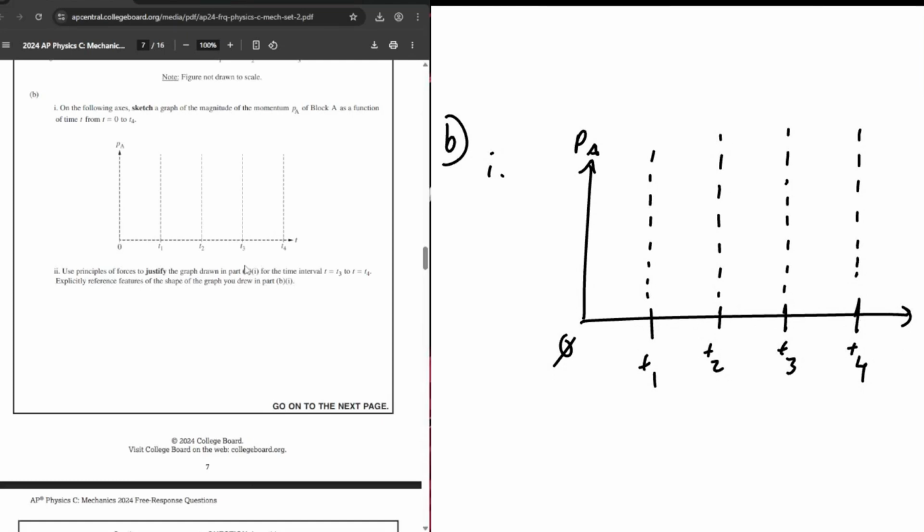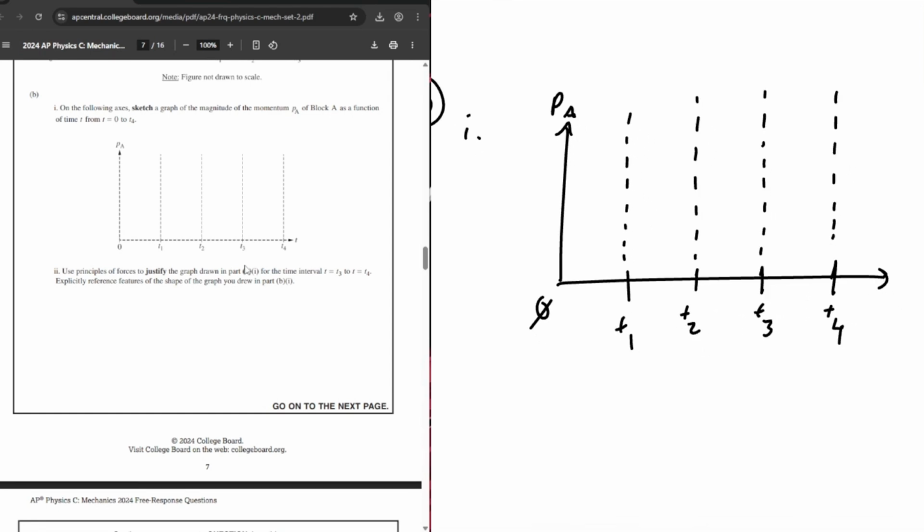So on the following axes, sketch a graph of the magnitude of the momentum p_A of block A as a function of time. Oh, so sketch the momentum as a function of time from time 0 to time 4. Okay, so we really just have to think about the momentum equation. So this is our momentum equation. So basically, m is a constant. We literally just don't have to care about that. All we have to care about is how v changes, right? So let's think about it.